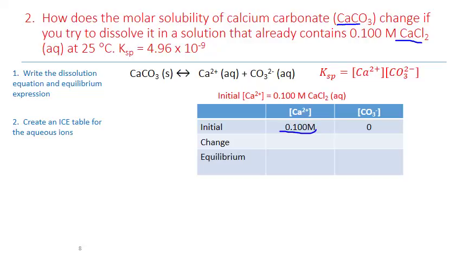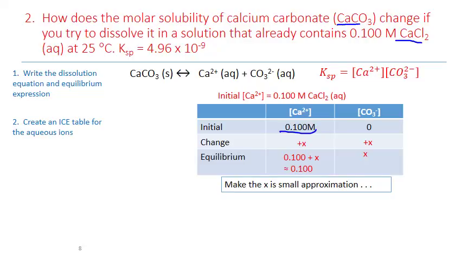And to express our change in terms of x, we have to add to our products because we can't subtract from the carbonate column. So we have to add to the carbonate column. It's going to be plus x since it's got a coefficient of 1. And if we add to one of our products, we have to add to all of our products. So we also add to the calcium. And again, it's plus 1x for the coefficient of 1. We combine these initial and change rows in our equilibrium row. We get x for the concentration of the carbonate at equilibrium and 0.100 plus x for the calcium ion concentration.